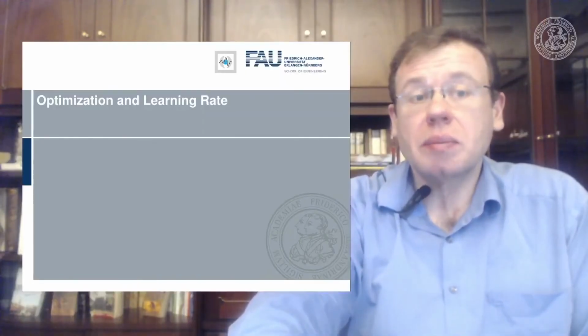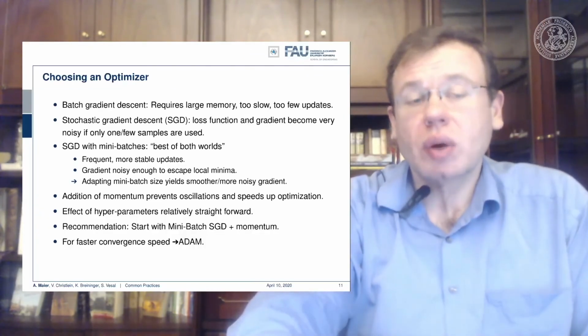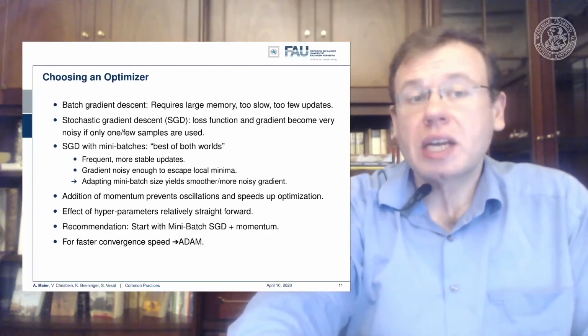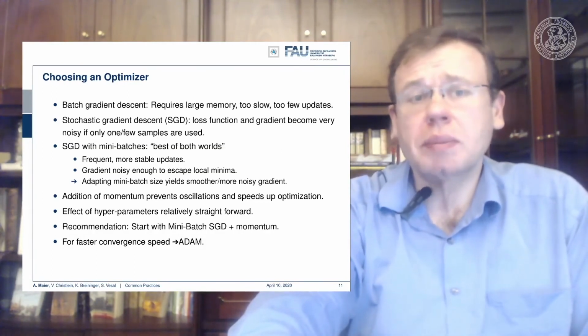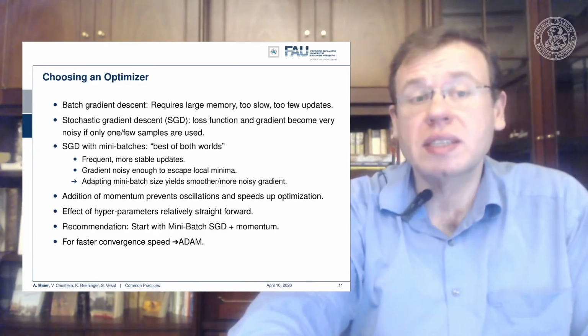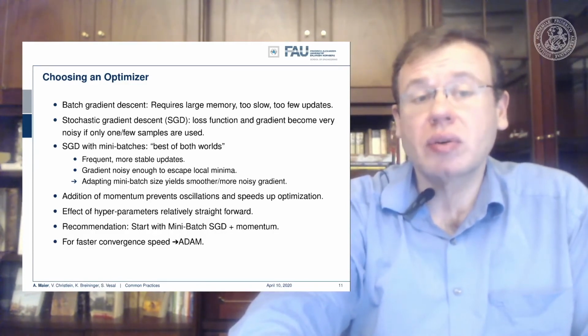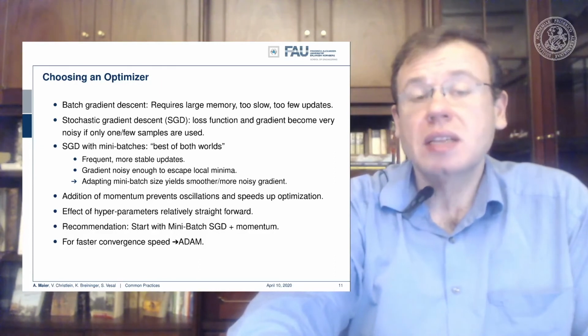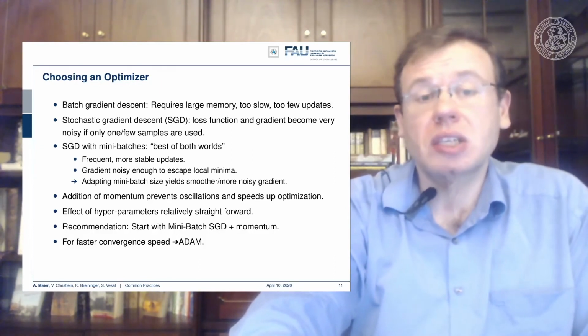Okay, so let's look a bit at optimization and the learning rate. You want to choose an optimizer. Now, batch gradient descent requires large memory, is too slow, too few updates. So what people go for is typically stochastic gradient descent, but here the loss function and the gradient become very noisy, in particular if you only use one or few samples. So you want to go with the mini batch. The mini batch is the best of both worlds. It has frequent but stable updates.